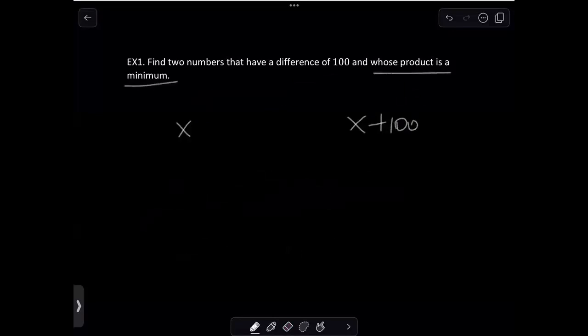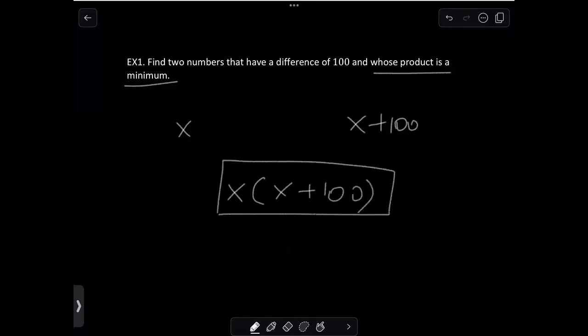Now we're going to get our function. So if I'm picking x and x plus 100, what's the product of those two? So it's x times x plus 100. There we go. Now I want you to look at this product here. This is actually a function. Why? When I pick different values of x, I'm going to get different output values.